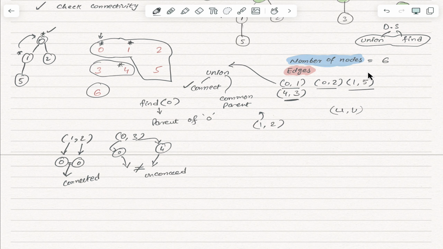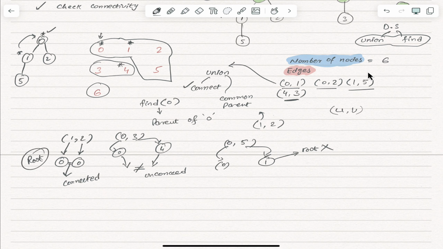Now there is an interesting question when someone asks about 0 and 5. From 0 we ask, who is your parent? It will say, I am my own parent. And then for 5 we ask, who is your parent? 5 says 1 is my parent. They're not equal, but we found that 1 is not the parent of itself. It's not a root node. So we have to ask again from 1, who is your parent? So actually we were trying to find the root node of both.